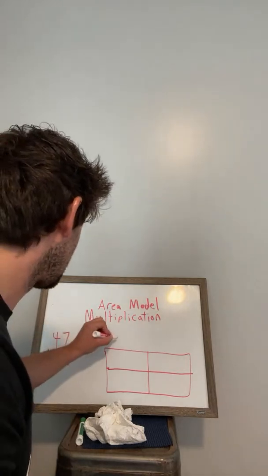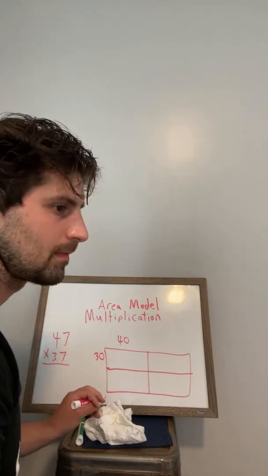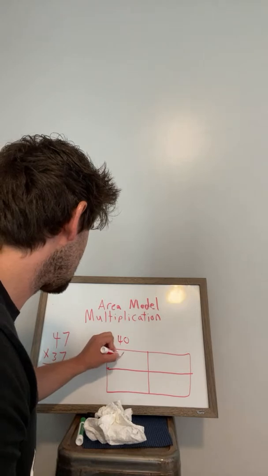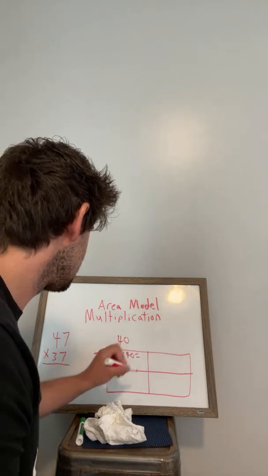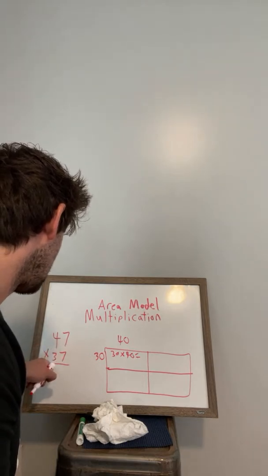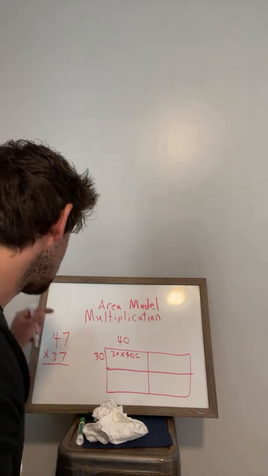Alright, so in this box, we're going to multiply 30 times 40. First box, it's always the 2 numbers in the tens place that we multiply. So 4 in the tens place is worth 40, 3 in the tens place is worth 30.